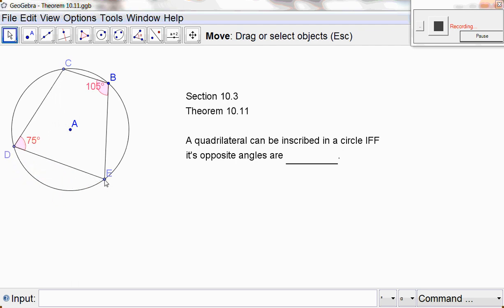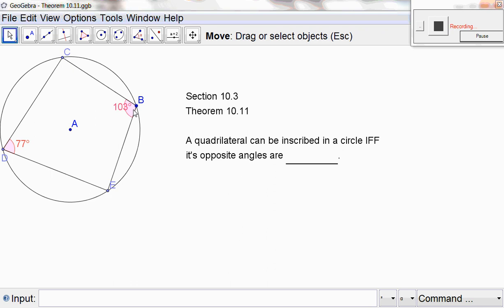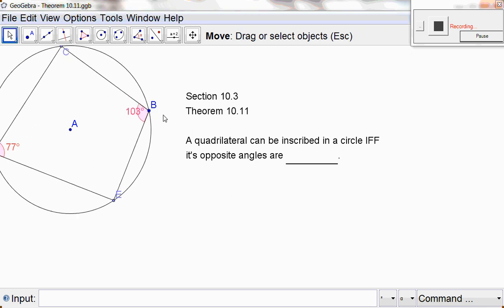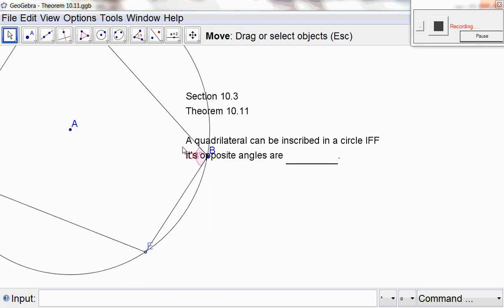I can move E? Yes. Oh, that moves them, but they still add to what? There you go, boss. See? Very nice, yes. Yeah, here's B. I move B, right? Always going to be the same, right? That circle can get huge. Wow. See, I'm talking about, right?